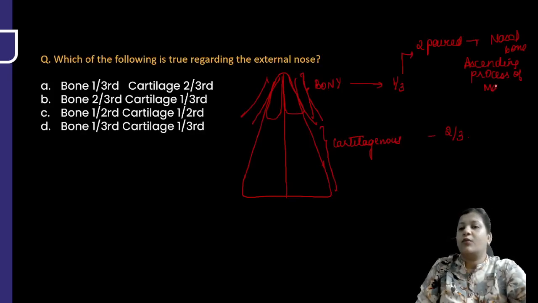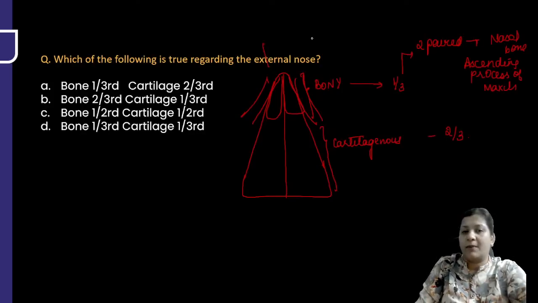Then you have one unpaired bone which comes from above. This is your frontal bone. It's made up of one unpaired bone, and that one unpaired bone is your frontal bone.